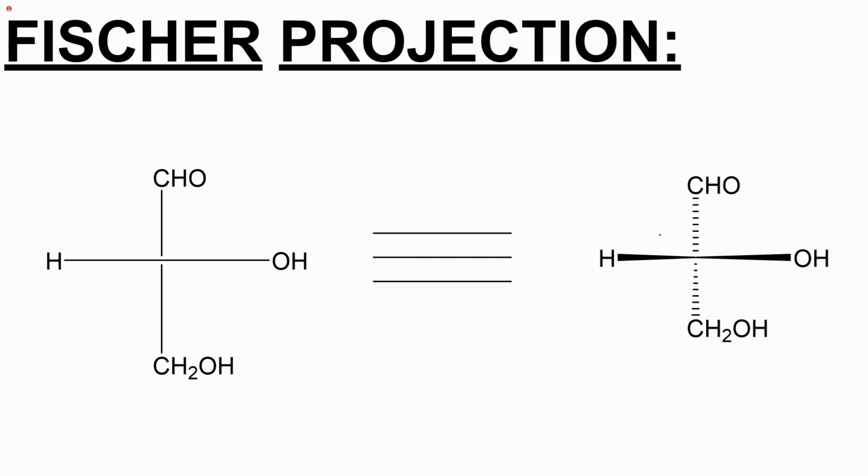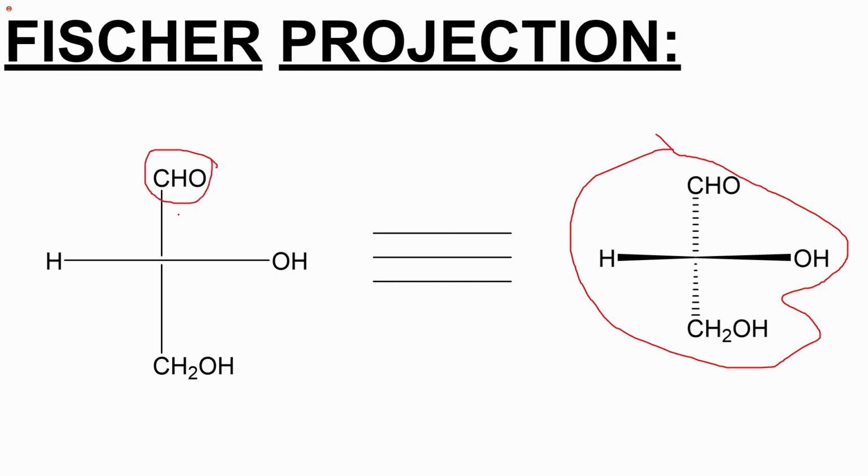So let's say this is a Fischer projection. Suppose you have this molecule and you want to put it in a Fischer projection. Then this is the Fischer projection of this one, where this is your y-axis, or vertical, and this is the horizontal. This is the x-axis. This is the y-axis.